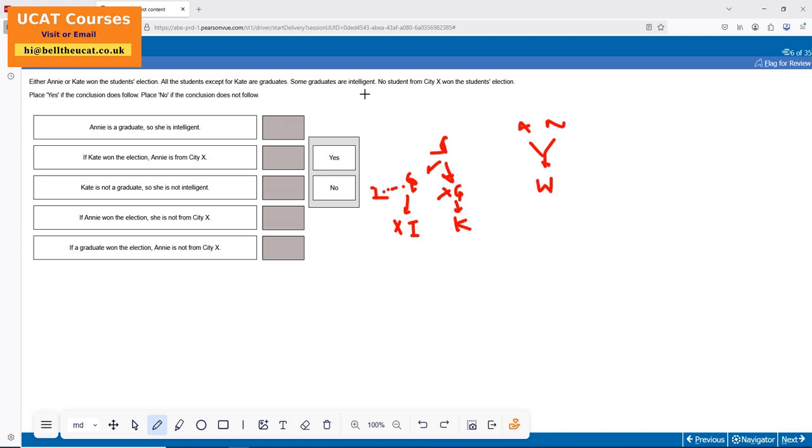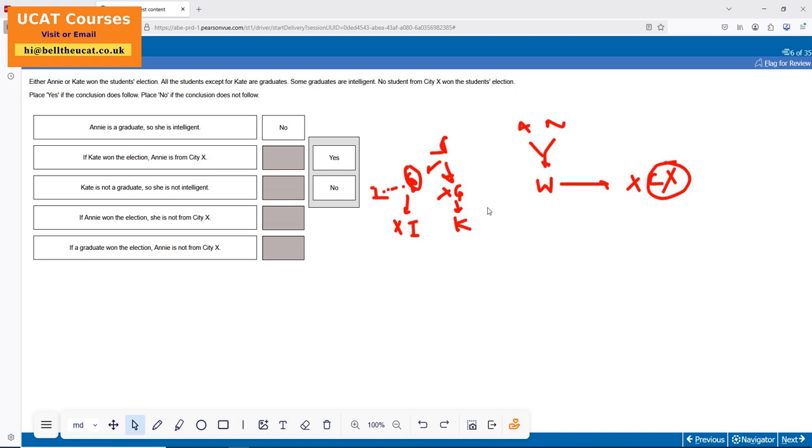Boom. No student from City X won the election. If you won the election, you can't be from City X. Ready? Okay, you cannot be from City X. If somebody won the election, you can't be from City X. That's exclusively for that. Anne is a graduate, so she's intelligent. Anne is a graduate? No. Only some of the graduates are intelligent, most of them are not intelligent. The answer is a big fat no. Quick and easy.